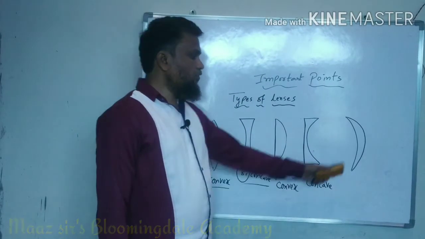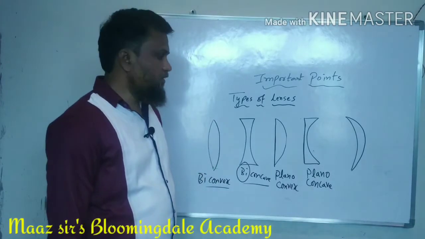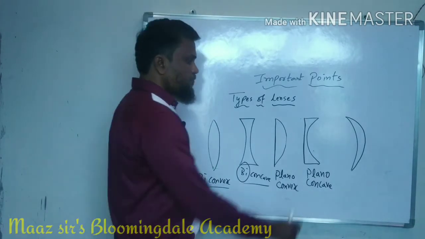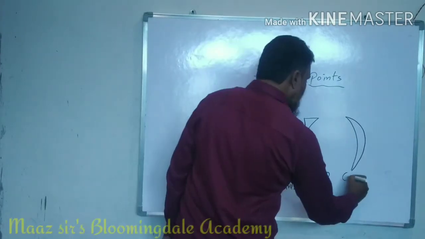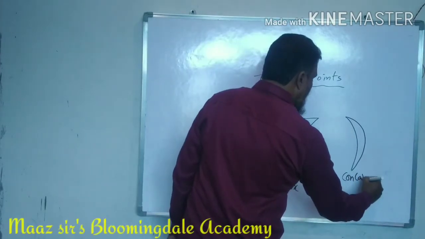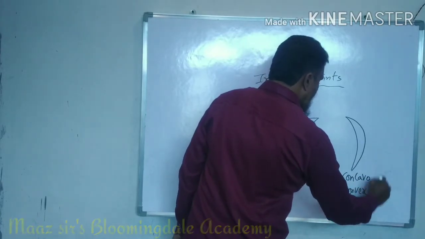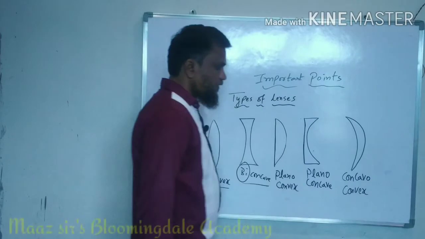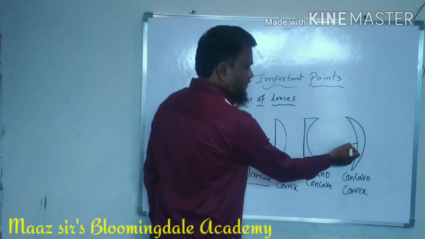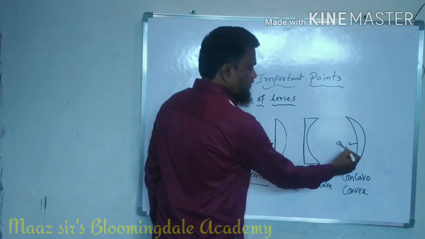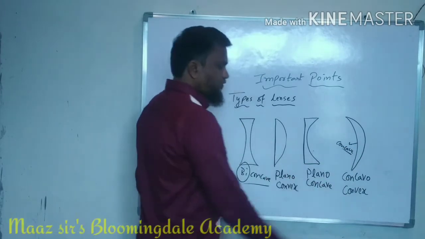Now, how to write this type of lens? Guess. You can write it. It is bulging inwards, no? So it is concavo convex. Is it clear? The first surface is concave, so that's why I have written concavo, and the outer surface is convex.